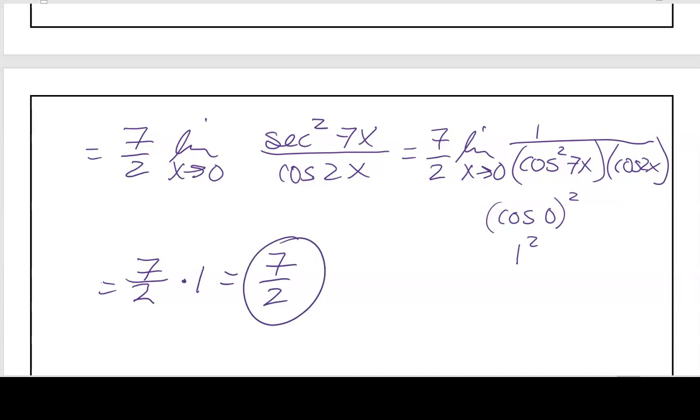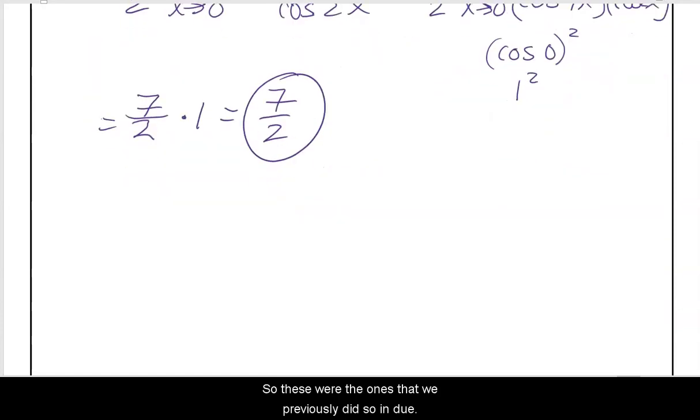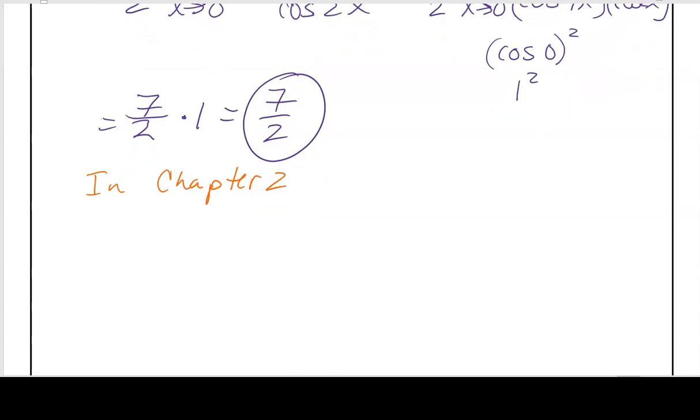Right? So these were the ones that we previously did. So in chapter 2, this had to be worked like this.